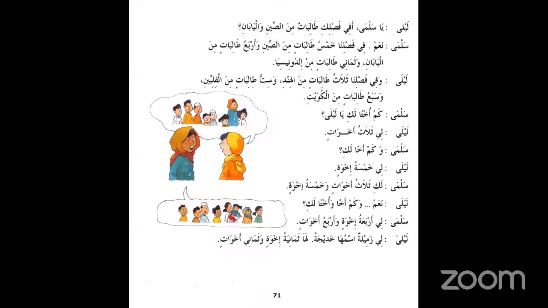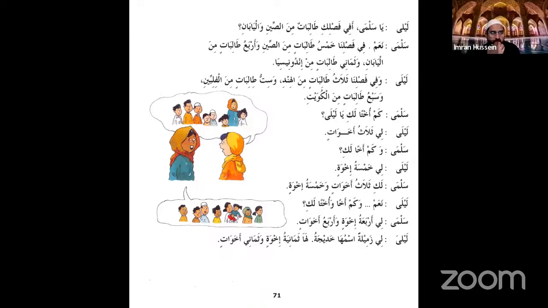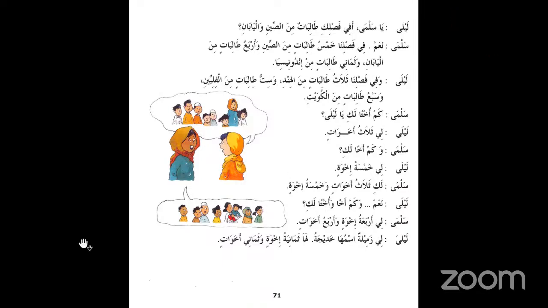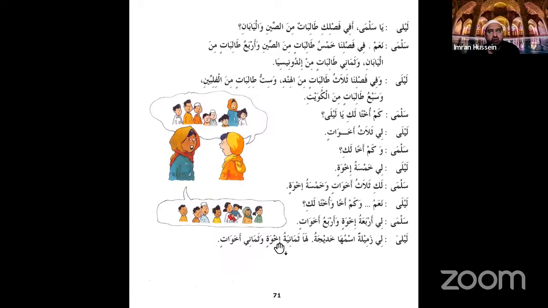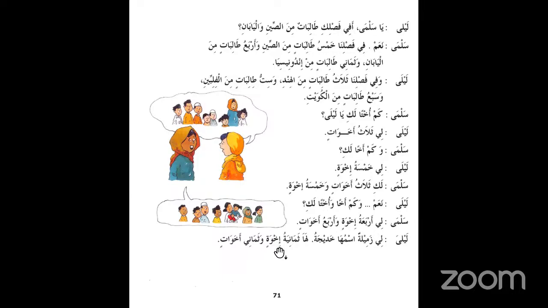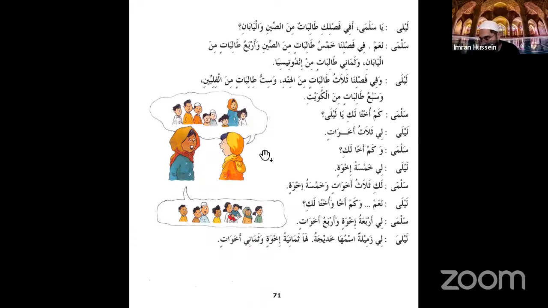I have a colleague, her name is Khadija. She has 8 brothers and 8 sisters. Ikhwa, akhun, ikhwatun is brothers. Ahsanti. Excellent.